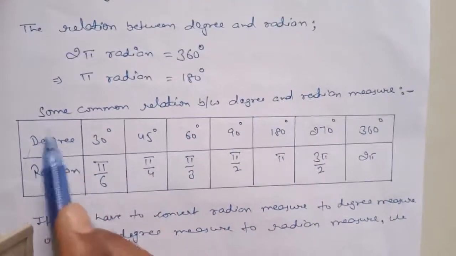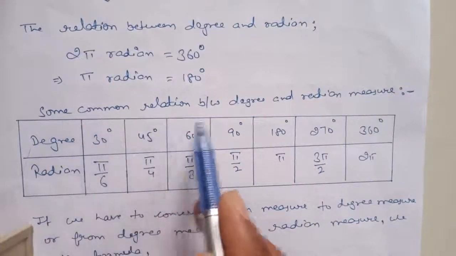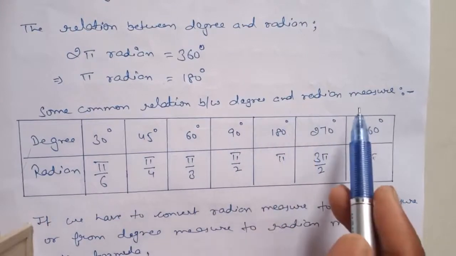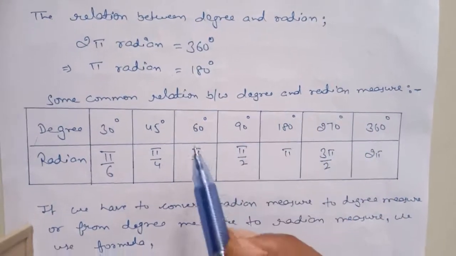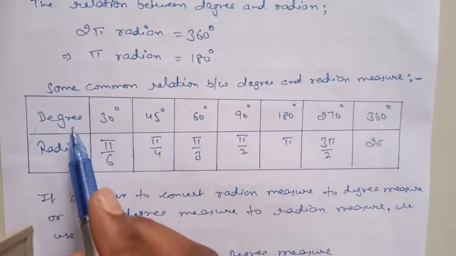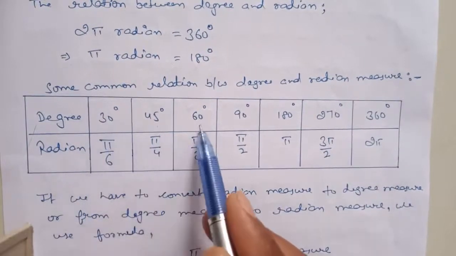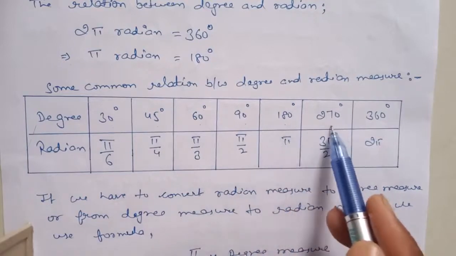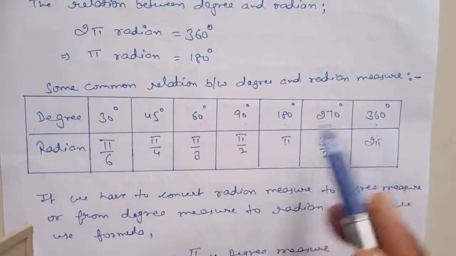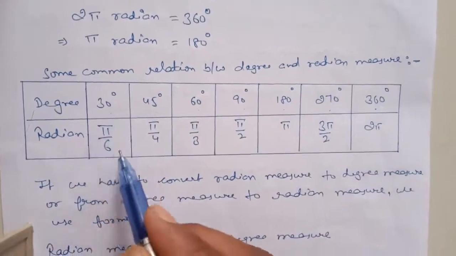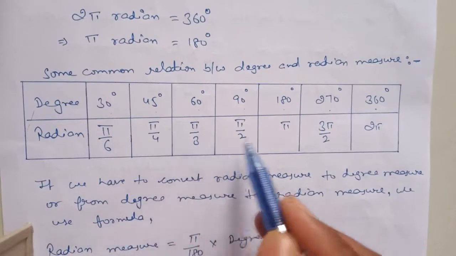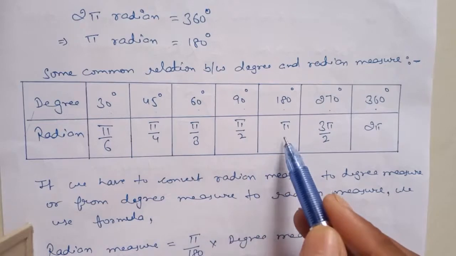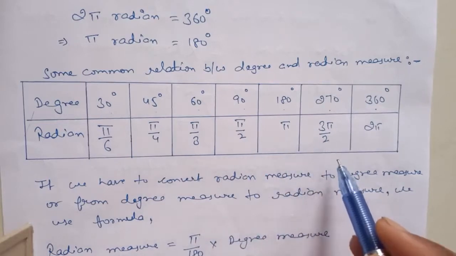Now we read about some common relations between degree and radian measure. In degrees we write 30 degree, 45, 60, 90, 180, 270, 360. Now in radian, these are written as pi by 6, pi by 4, pi by 3, pi by 2, pi, 3 pi by 2 and 2 pi.